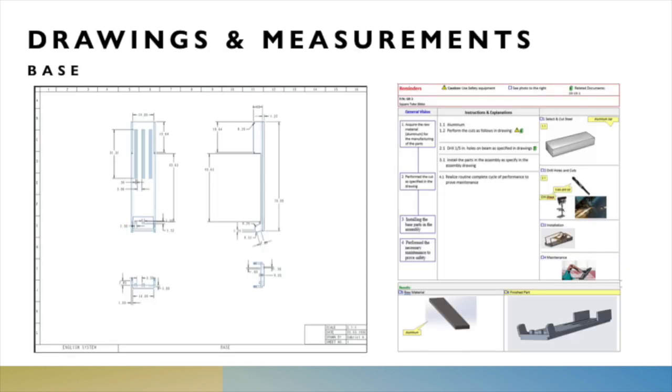If we go to the next slide, we're going to see our drawings and measurements, starting with the base. On the right, we can see our manufacturing step process, and on the left, we can see our drawings and specifications.